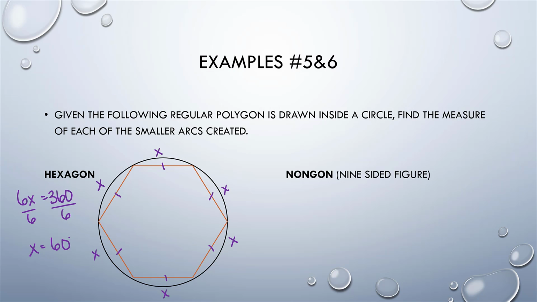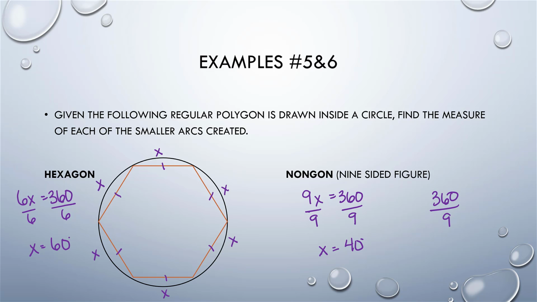Okay, so to do a nonagon, or any shape, it's the number of sides times x equals the circle, 360. Divide each side by 9. x equals 360 divided by 9, which is 40 degrees. You may also have said it's just the circle divided by the number of sides, and that would be correct too.